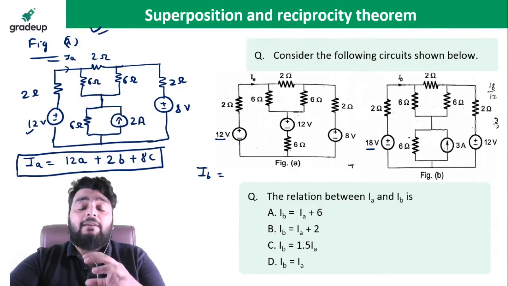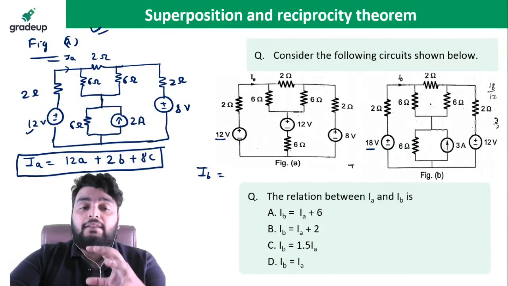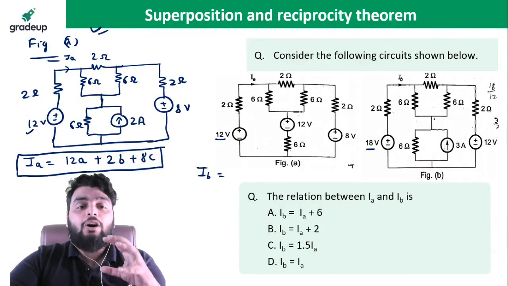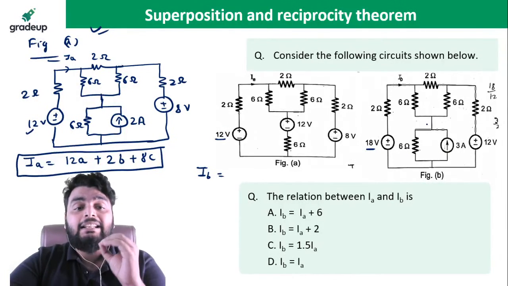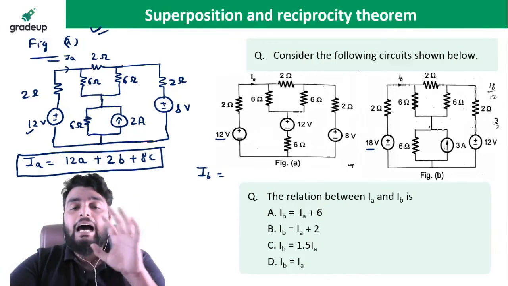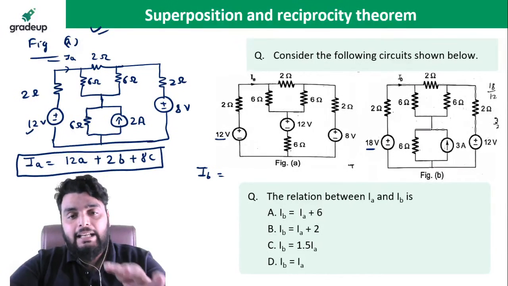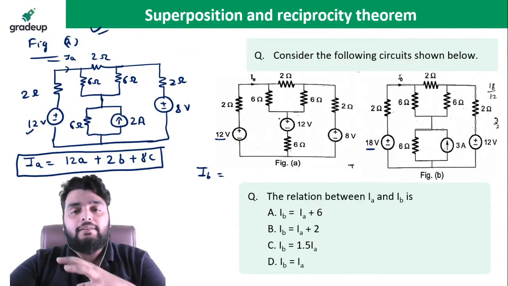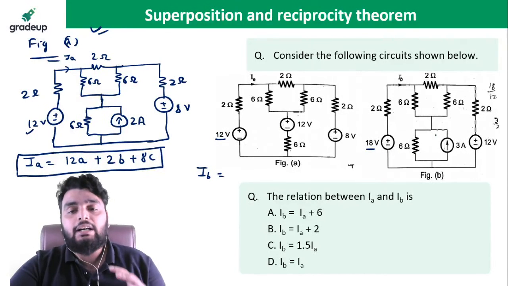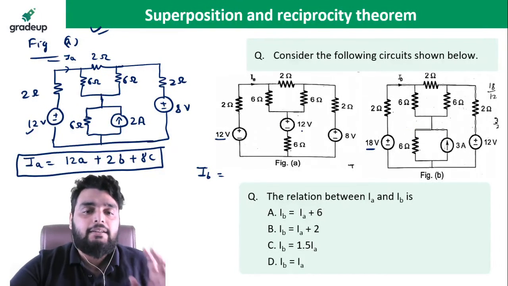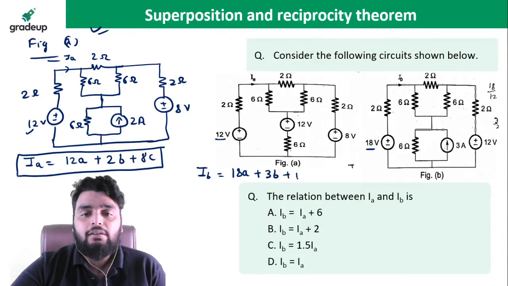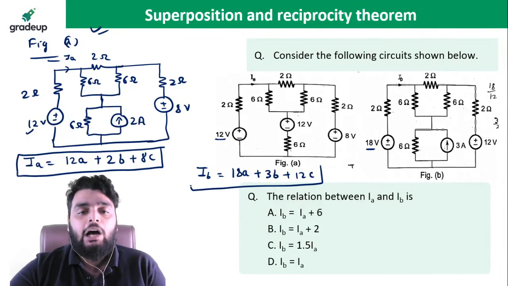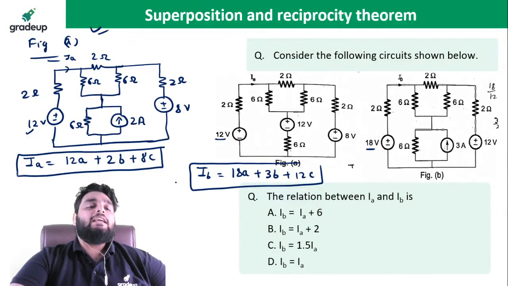Now see the IB very, very carefully. If all the resistances are the same, then the constants A, B, C are going to be the same. Again, I am repeating myself: if all the resistances are the same in both networks, then constants A, B, C are the same. So for IB, I can write this way: 18A plus 3B plus 12C. Yes or no? Now you need to compare IA and IB.